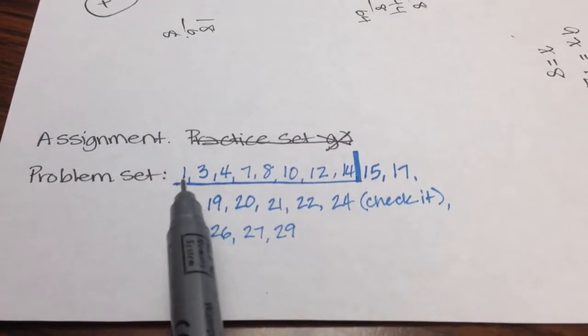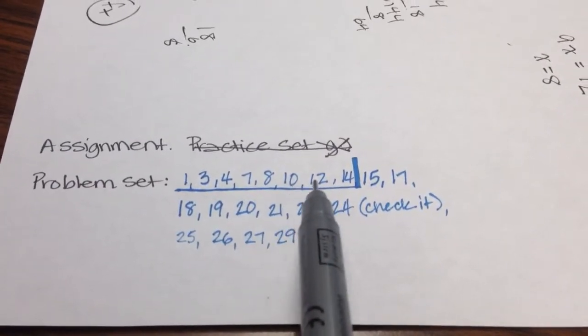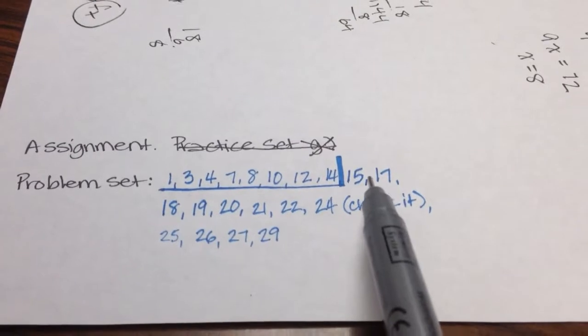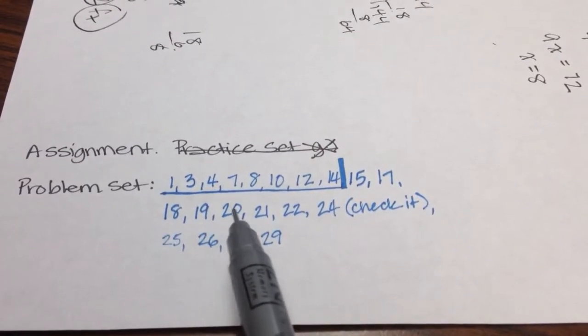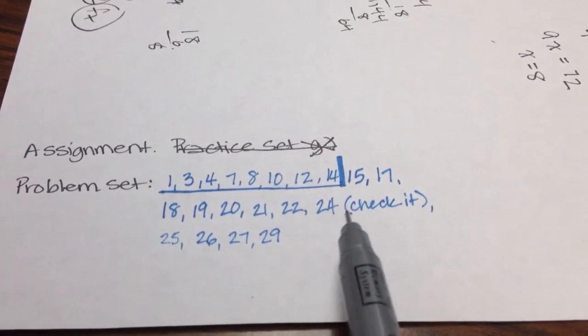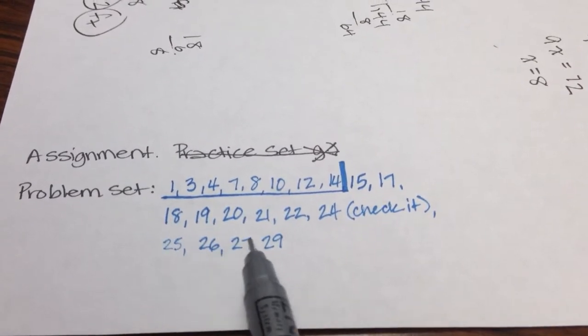Okay, quickly. No practice set. Here is your problem set. 1, 3, 4, 7, 8, 10, 12, 14. Have that done. 15, 17, 18, 19, 20, 21, 22, 24, and check it. 25, 26, 27, and 29.